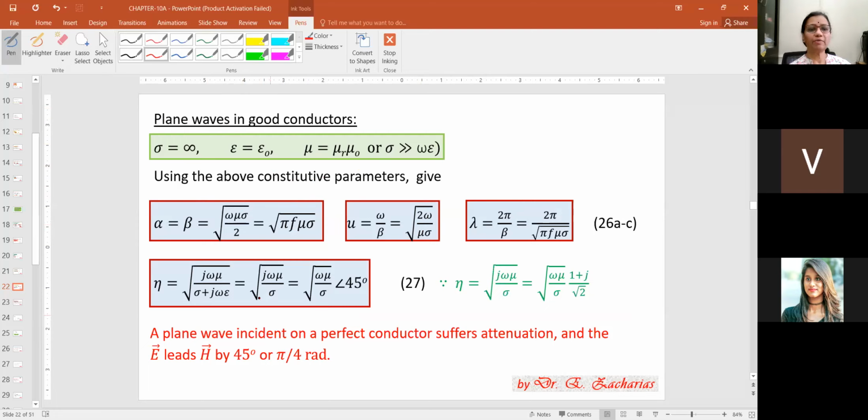Let us look at the constitutive parameters for conductors. When you write the constitutive parameters for conductors, and you're talking of good conductors, we presume that sigma is infinity, or resistivity is 0, and epsilon is epsilon naught, and mu is equal to some mu r into mu naught. And this expression is important: sigma will be much greater than omega epsilon. Now remember this, sigma much greater than omega epsilon.